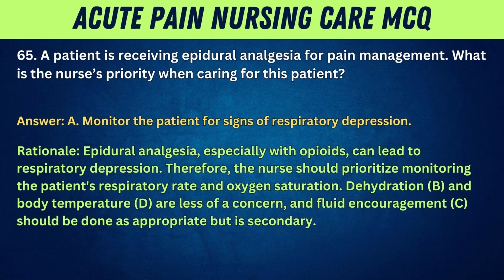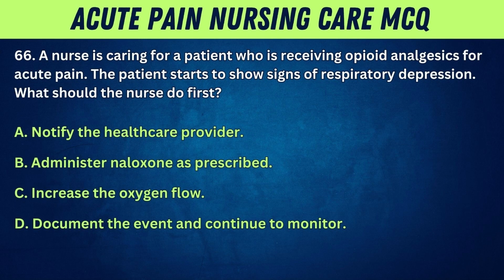Answer: A. Monitor the patient for signs of respiratory depression. Rationale: epidural analgesia, especially with opioids, can lead to respiratory depression. Therefore, the nurse should prioritize monitoring the patient's respiratory rate and oxygen saturation. Dehydration, B, and body temperature, D, are less of a concern, and fluid encouragement, C, should be done as appropriate but is secondary.